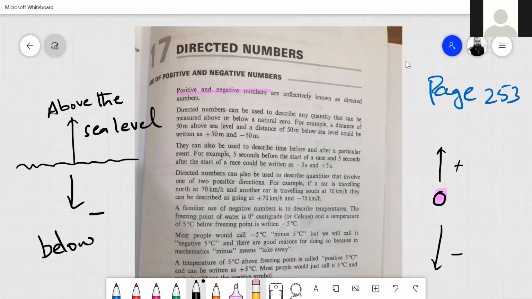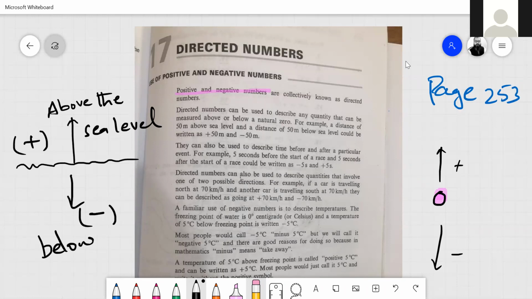Below will be negative. This will be represented with a negative sign, and above with a positive sign. They can also be used to describe time before and after a particular event. For example, 5 seconds before the start of the race and 5 seconds after the start of the race. Before is called minus and after is called plus.